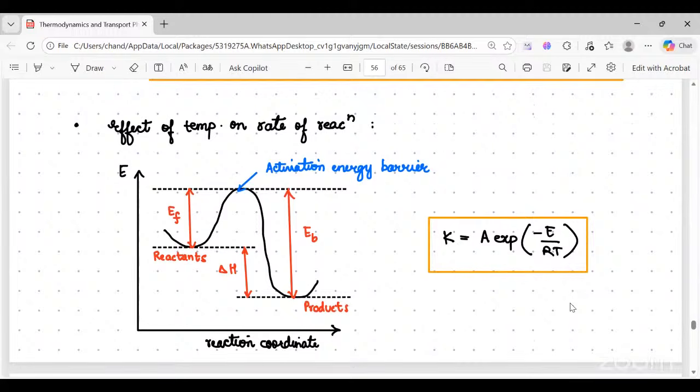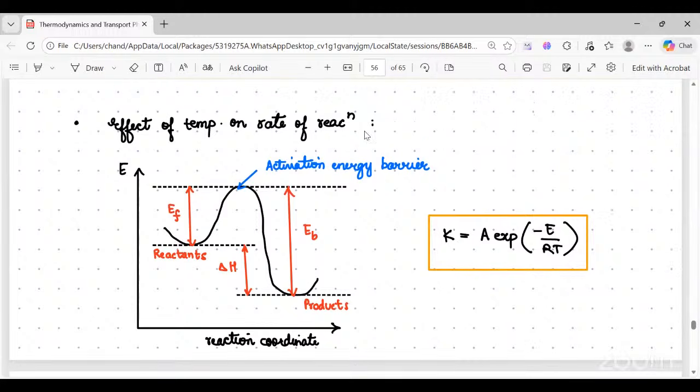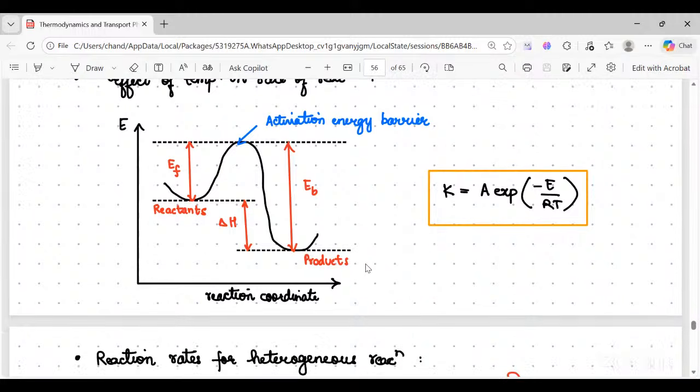The effect of temperature on the rate of a reaction. So this is nothing but the activation barrier. EF is the energy released or absorbed for the forward reaction. EB is for the backward reaction, and the difference between them is nothing but the activation barrier. Sorry, delta H is nothing but EB minus EF. So this difference is nothing but your activation barrier. So K is equal to A into exponential of minus E by RT.